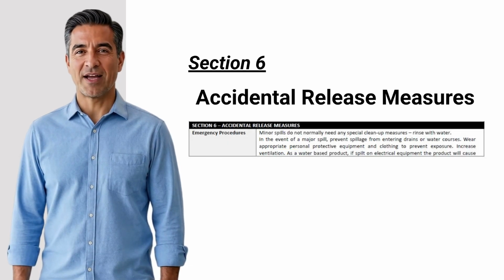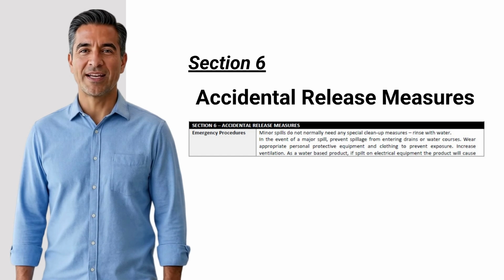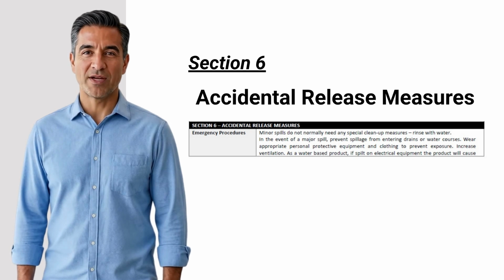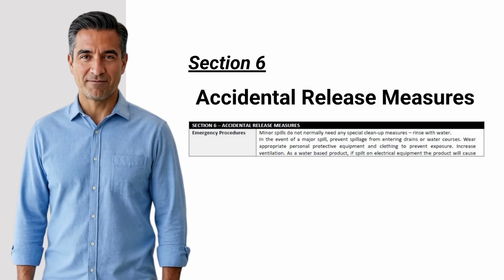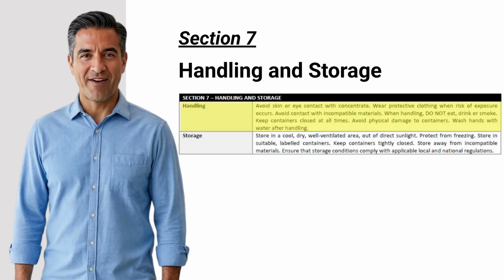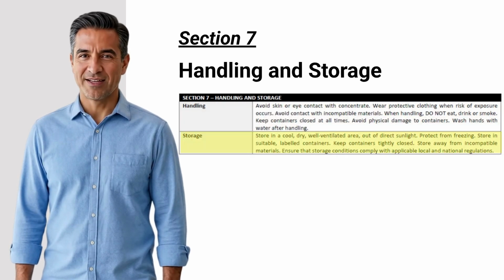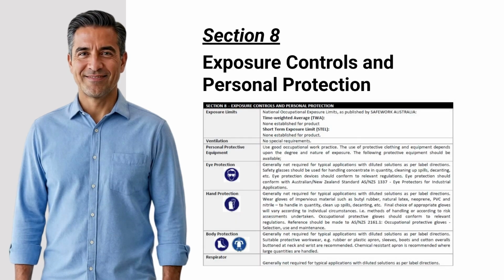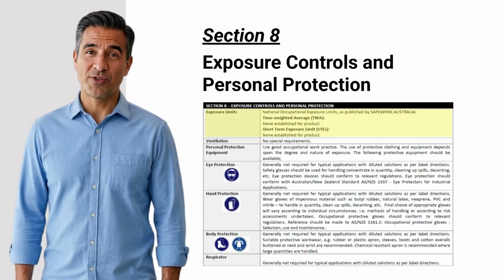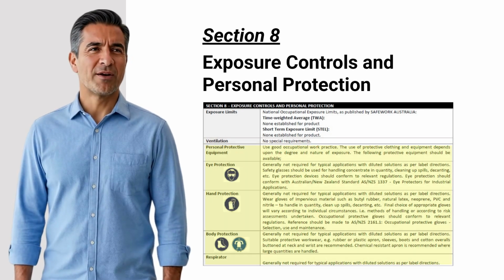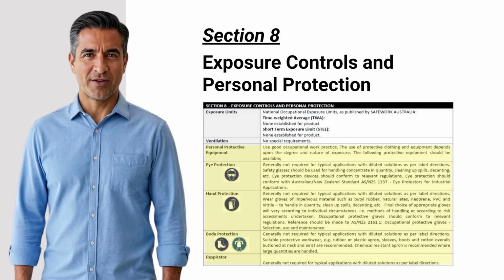Section 6 outlines steps to take for spills or leaks, including containment methods, cleanup procedures, and required personal protective equipment, also referred to as PPE. Section 7 specifies precautions for safe handling, for example, hygiene and safe storage conditions, including temperature requirements and incompatible materials. Section 8 lists exposure limits, engineering controls like ventilation, and specific PPE requirements such as gloves, respirators, and goggles.